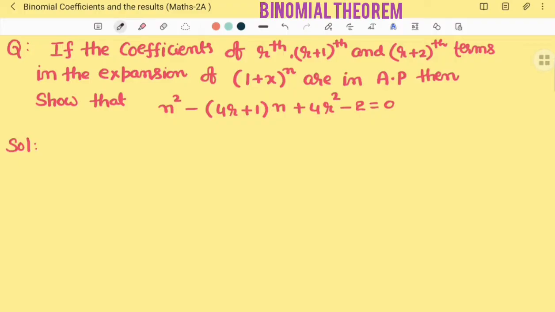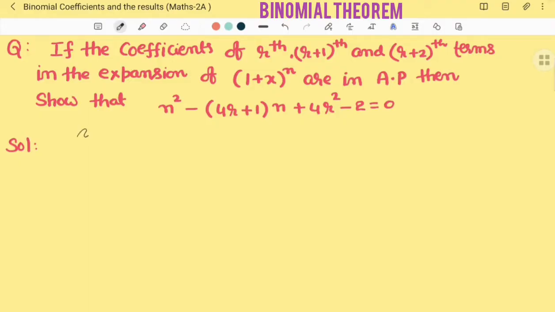So, first of all, what is the given expansion? What is the question here? If the coefficients of rth, r plus 1th and r plus 2th terms in the expansion of (1 plus x) whole power n are in arithmetic progression, then show that n square minus (4r plus 1) into n plus 4r square minus 2 equal to 0. This question has been asked a number of times in the public examination in intermediate in AP and TS. So let us discuss this question now.